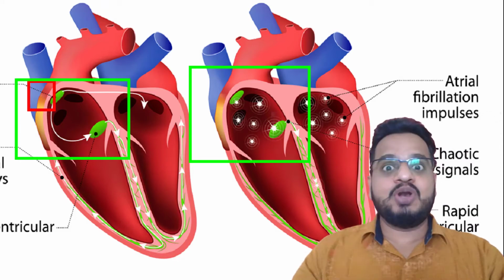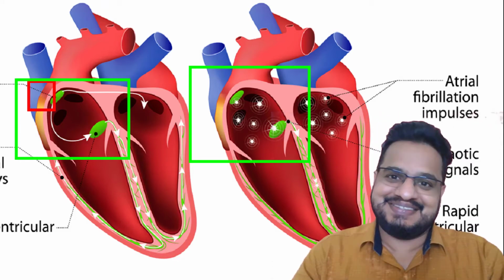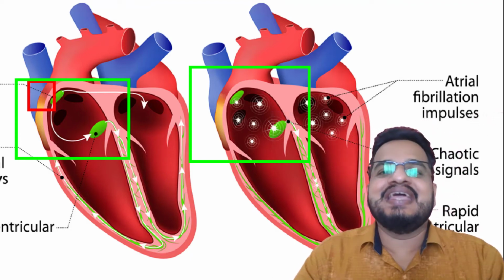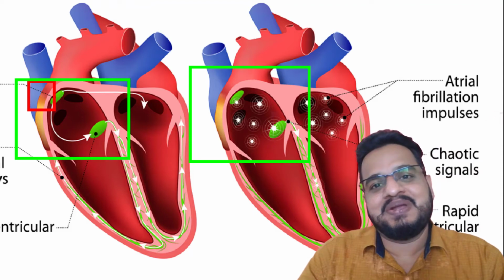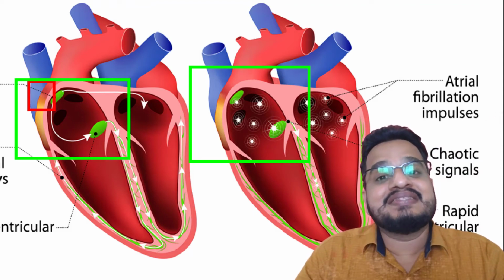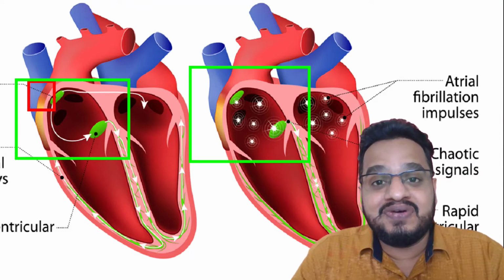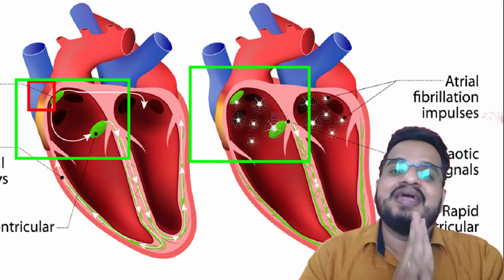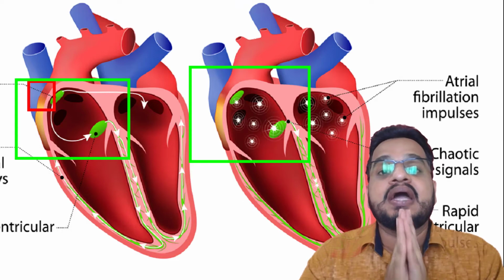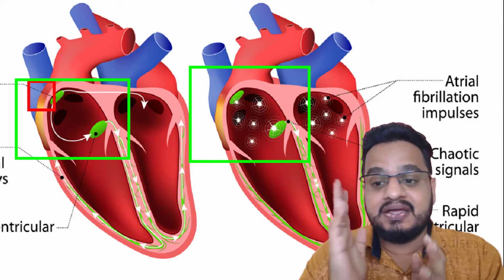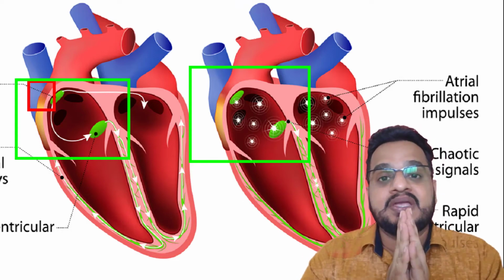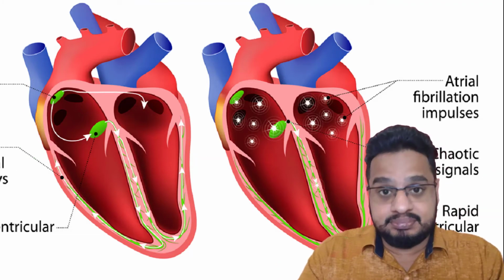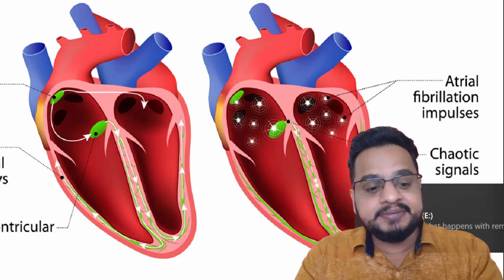So all these things are in the rhythm. If there is abnormal generation of the impulse, if there is abnormal conduction of the impulse, and if there is abnormal refractory period, and if the duration between the two events is different, then it is referred to as cardiac arrhythmia. Atrial fibrillation is one part of it. So this is cardiac arrhythmia. Now you come to know what this cardiac arrhythmia is, right?